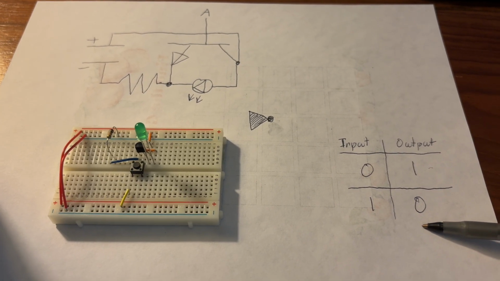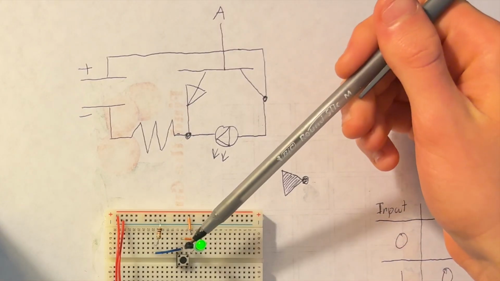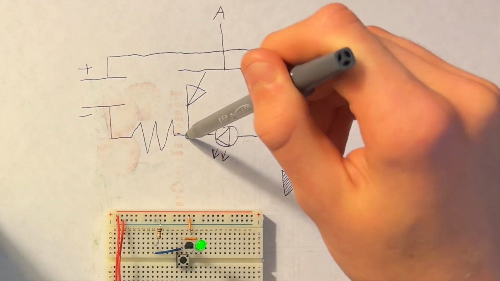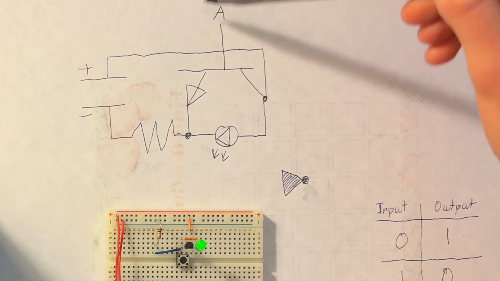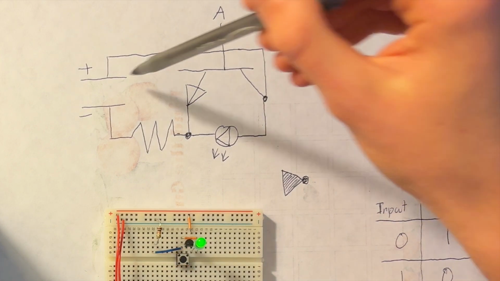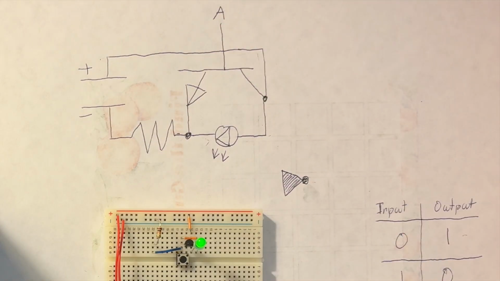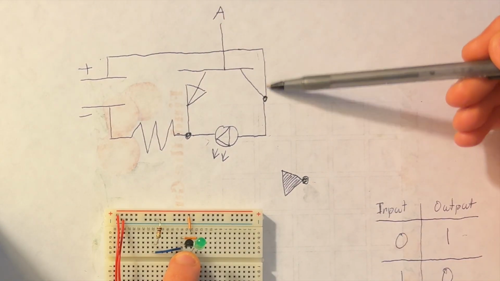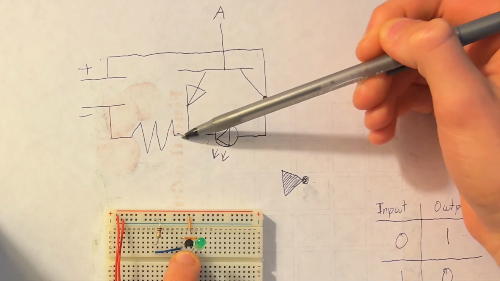input true, output false. How it works is we have our transistor here and our LED, and both of them are connected to the ground. So when input A is not receiving power from the button, then the power simply goes here through the LED and to ground. However, once we press that button and put power into the transistor, then instead of going to the LED, it goes through the transistor and straight to ground.